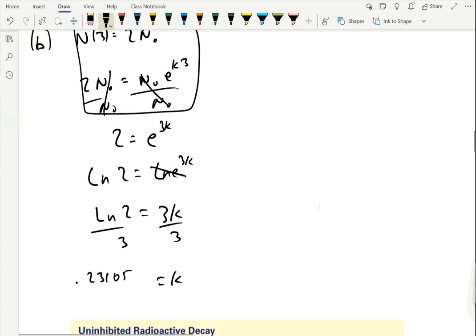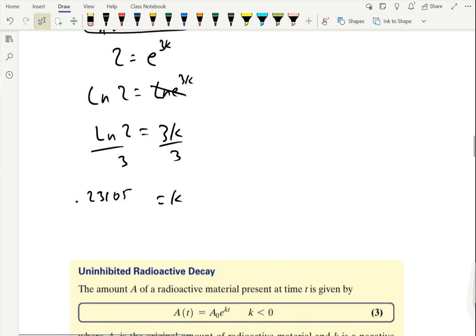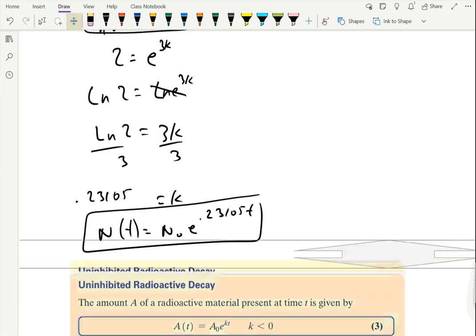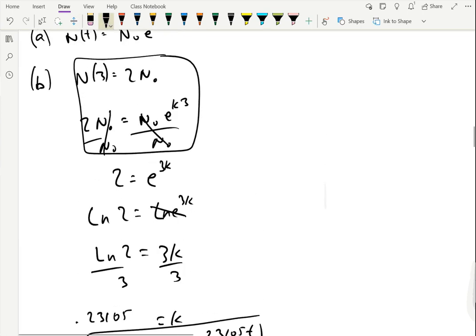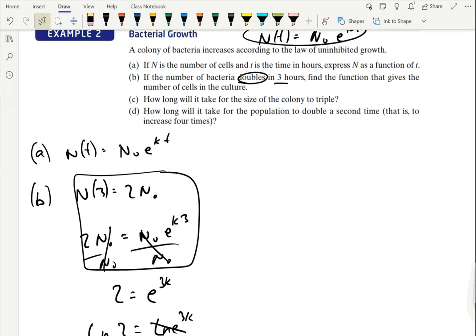So my overall function then, which was my question here, is going to end up being N of t equals N sub 0 e to the 0.23105 t. So that is going to be my overall function modeling the growth in this particular scenario.